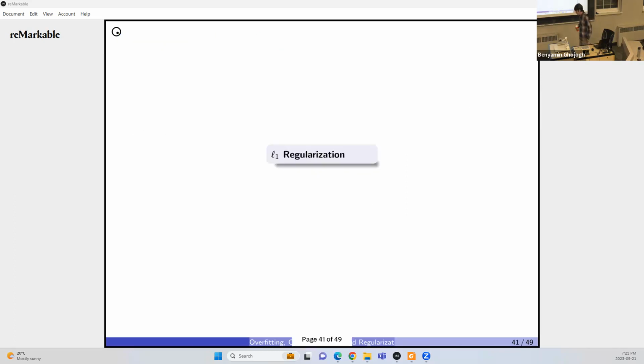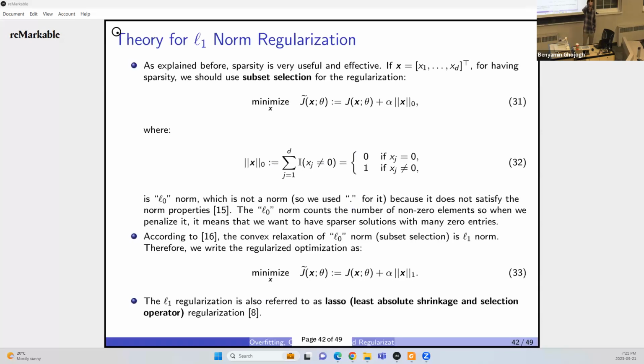Now we go to L1 norm regularization, which is much more interesting. As we talked about, sparsity is very useful, right? According to Bet on Sparsity principle and also Occam's razor. Agree? So let's consider this X, a D-dimensional X. For having sparsity, we can use subset selection for regularization. As a regularization term, I can use subset selection. What is subset selection? This is subset selection.